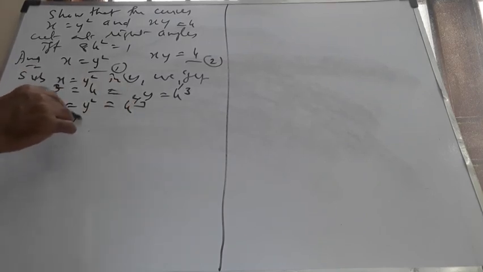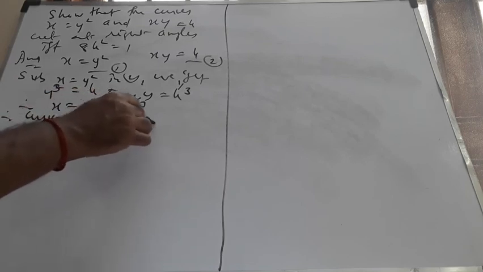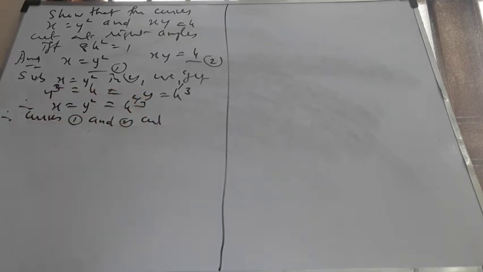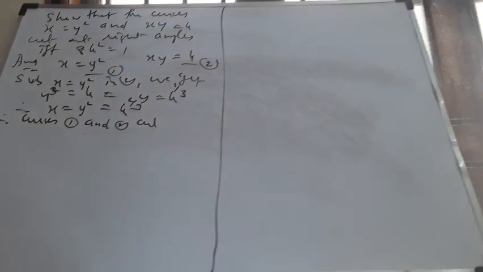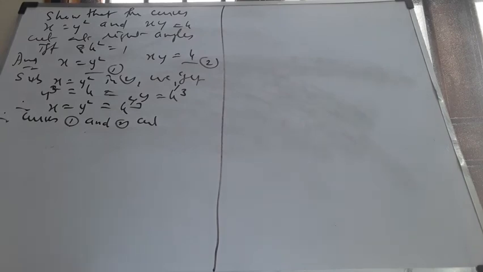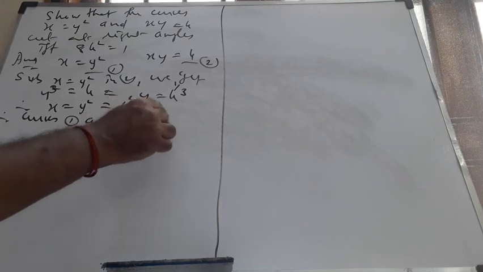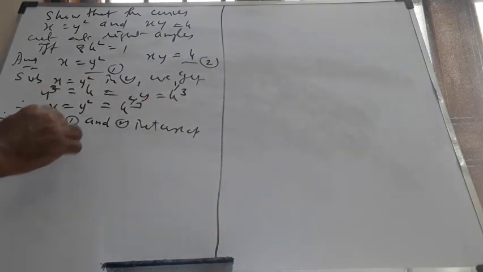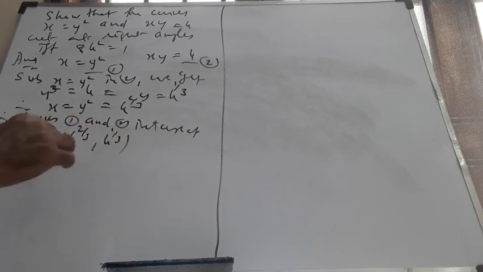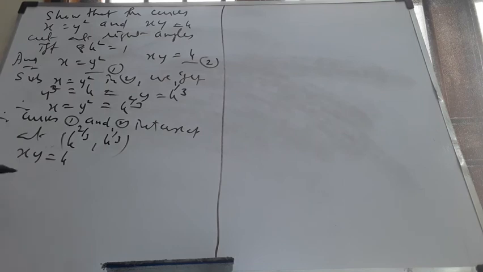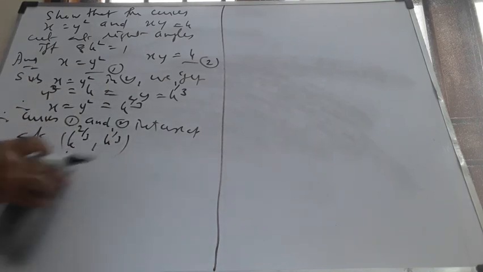Therefore curves 1 and 2 intersect at k power 2 by 3 comma k power 1 by 3. They both intersect at k power 2 by 3 comma k power 1 by 3. Let it be. Now let me start with the first one.